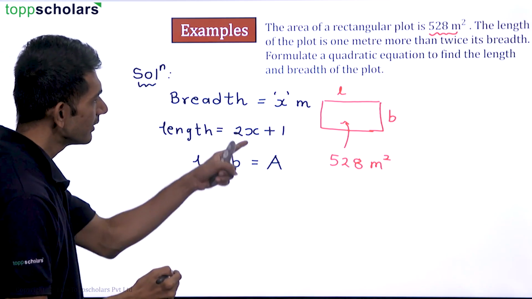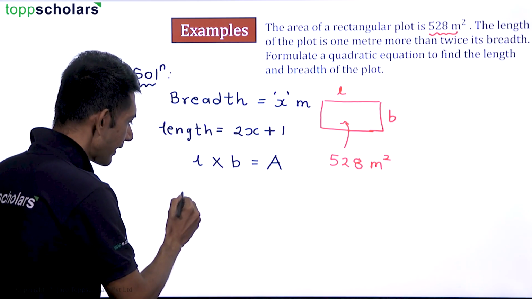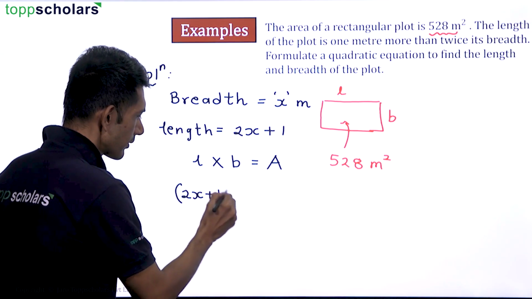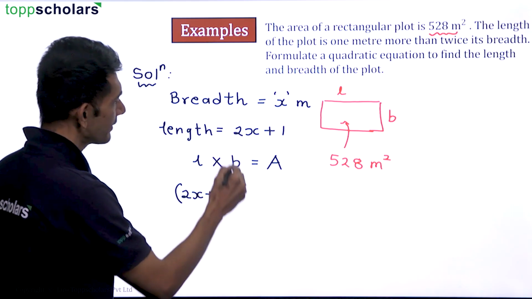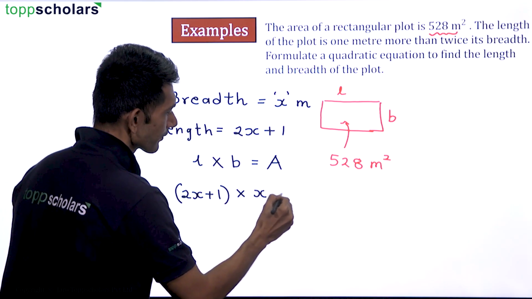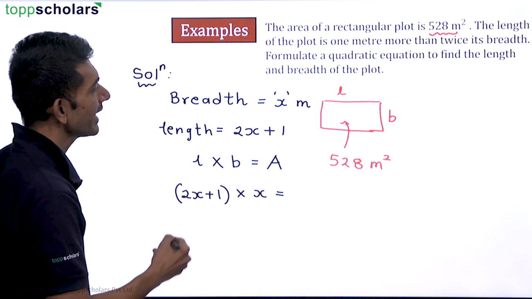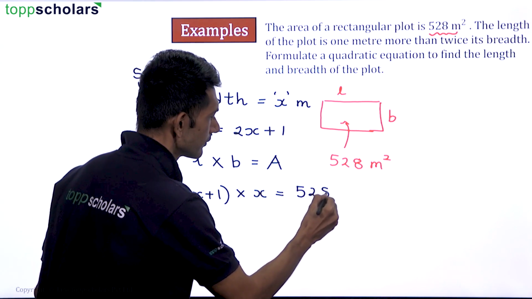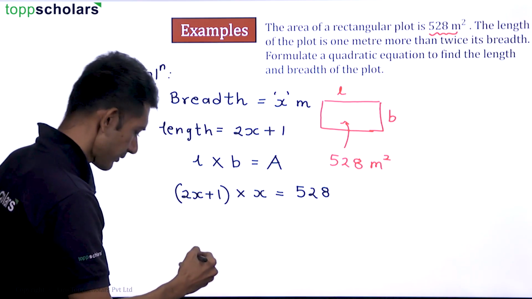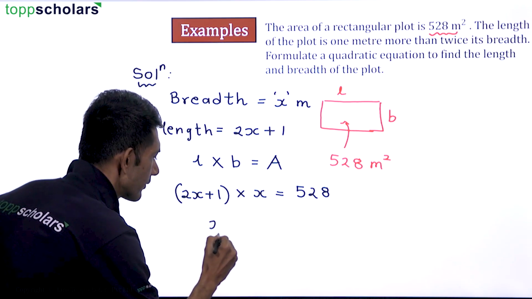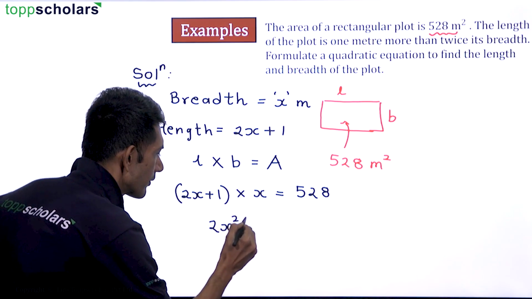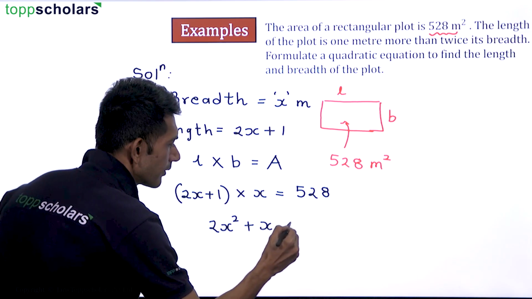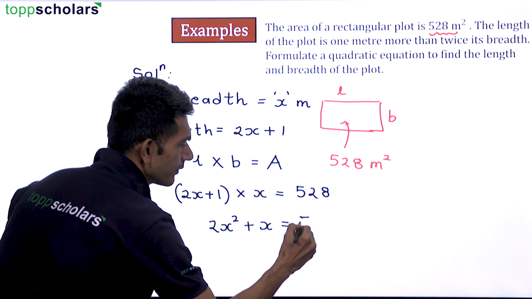But what is length? Length is 2x plus 1. So here I'll write down 2x plus 1 multiplied by breadth. Breadth is x, is equal to area. Area is how much? 528. So x into 2x is 2x square, x into 1 is x, is equal to 528.